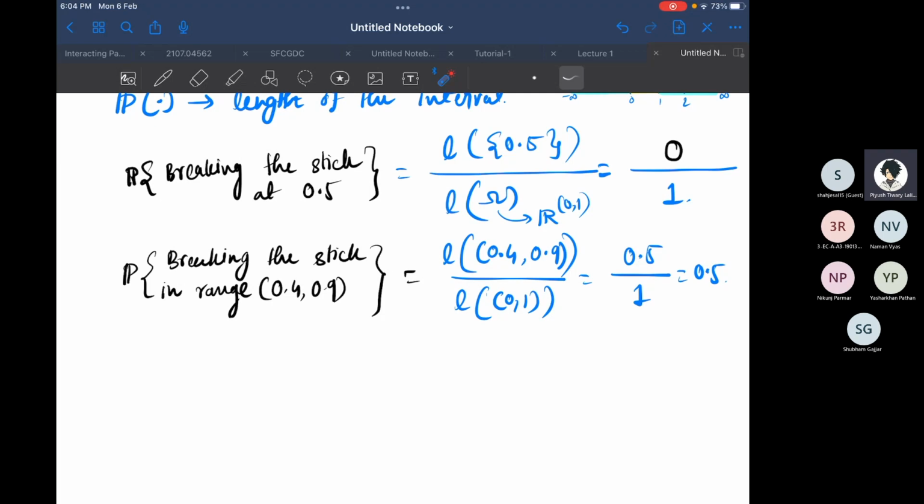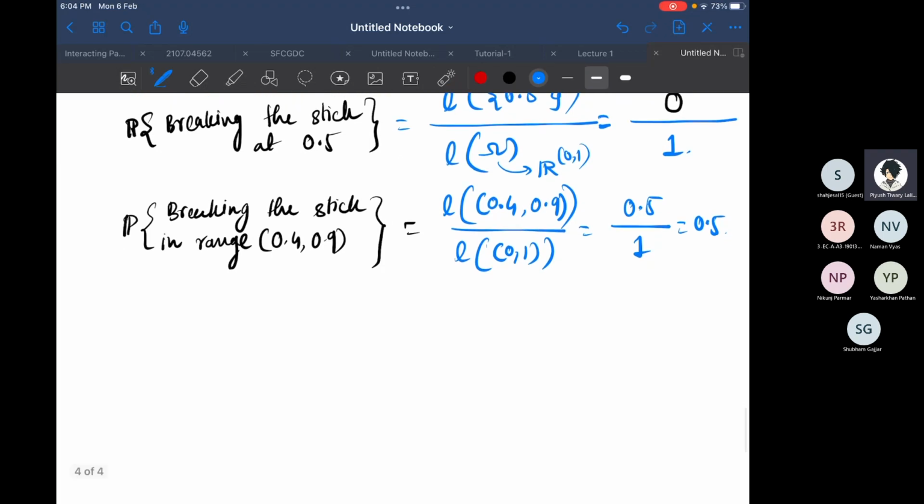So what I was saying was that, in our undergraduate days, if someone had asked me this question, what I would have done is 0.9 minus 0.4 upon 1, which is 0.5. And I would have given him exactly this answer. I hope you will agree with me that this is what I would have done. And this is the same probability that you are getting here. There's no change. It is just a formal notion.